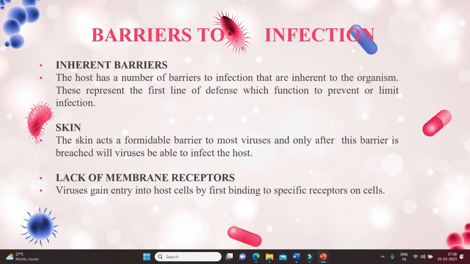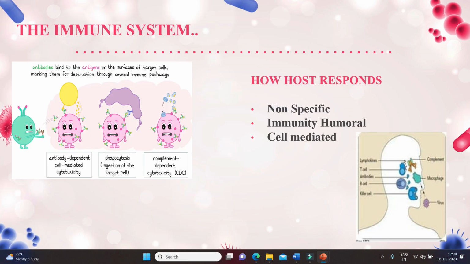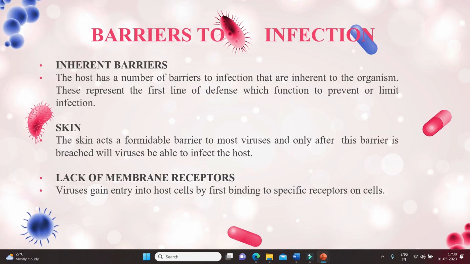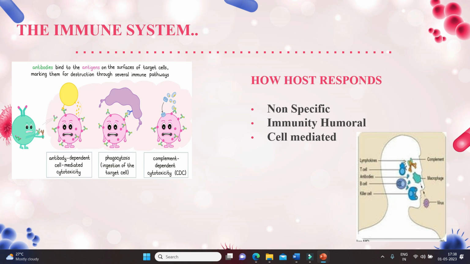Next, barriers to infection: inherent barriers, skin, and lack of membrane receptors. The host has a number of barriers to infection that are inherent to the organism. These represent the first line of defense, which functions to prevent or limit infection. The skin acts as a formidable barrier to most viruses, and only after this barrier is breached will viruses be able to infect the host. Viruses gain entry into host cells by first binding to specific receptors on the cells.